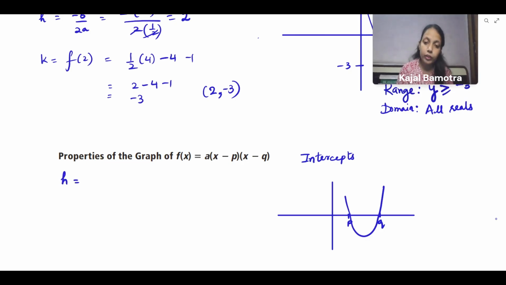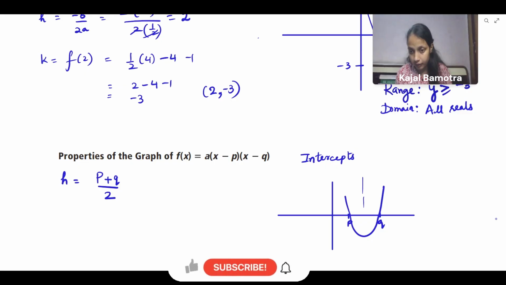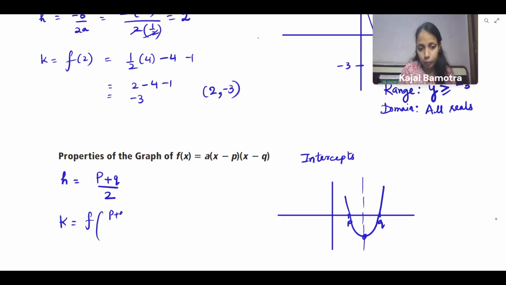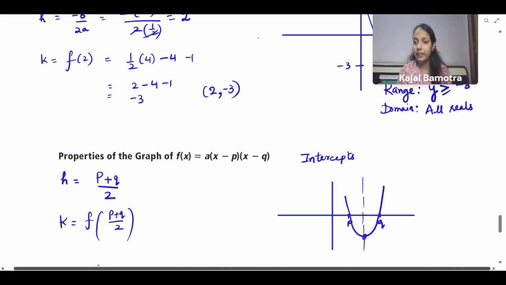How to find the vertex in this case? The h value of the vertex will be P plus Q over 2. The h will be exactly at the midpoint of these two. The vertex will be exactly here, the midpoint. And how to find the k? Substitute this (p plus q) by 2 in the function, and you will get the k value. Everything remains the same. This vertex will be maximum or minimum according to whatever we learned, and then the function is increasing after this and decreasing before.